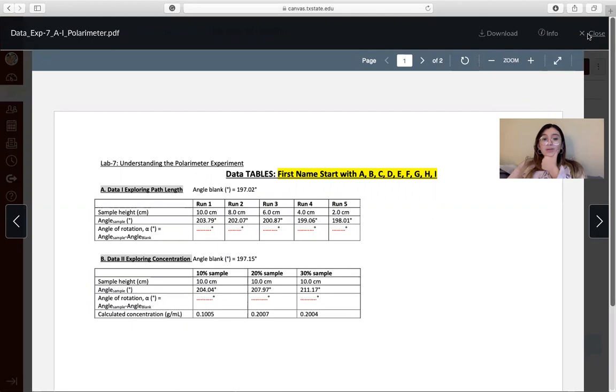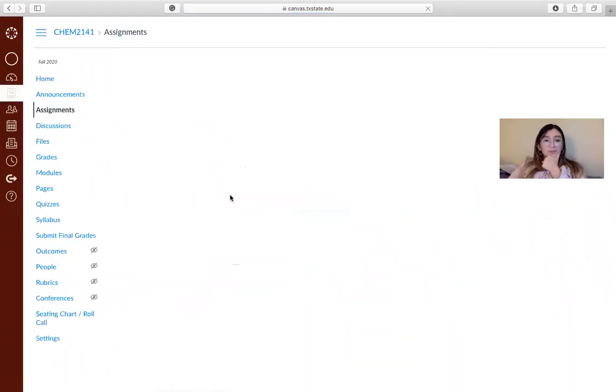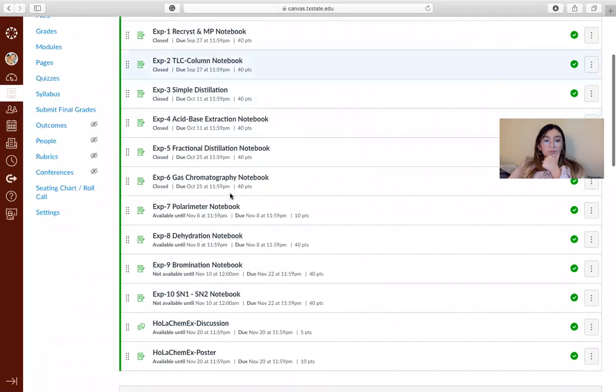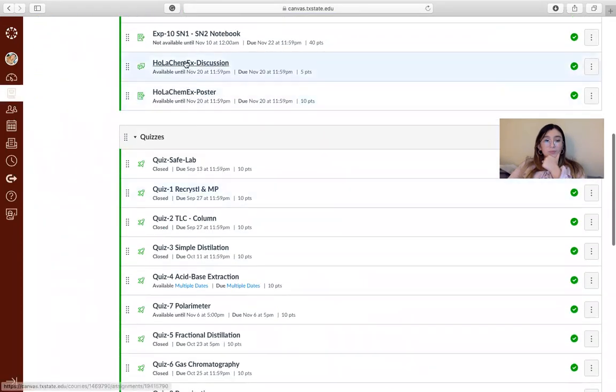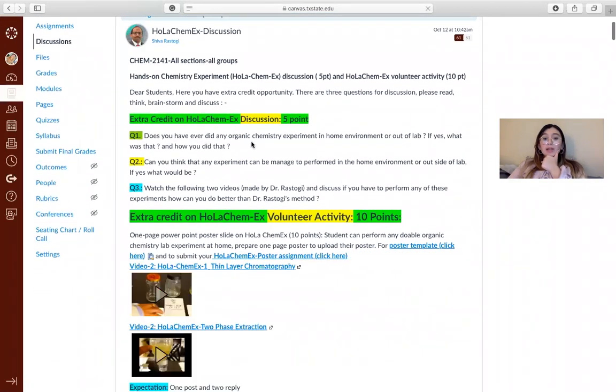Actually, let me talk about the extra credit. Okay, so the extra credit is worth 15 points. It's divided between 10 and 5. If you complete the discussion, you will get 5 extra points. If you complete the poster board with an experiment that could be done at home, that will be 10 additional points. So that is some easy points to pick up your grade.